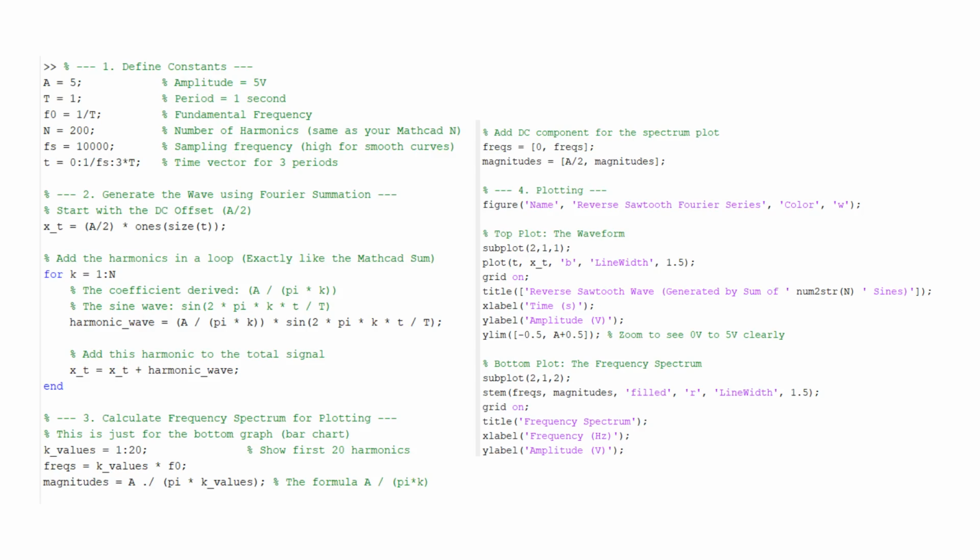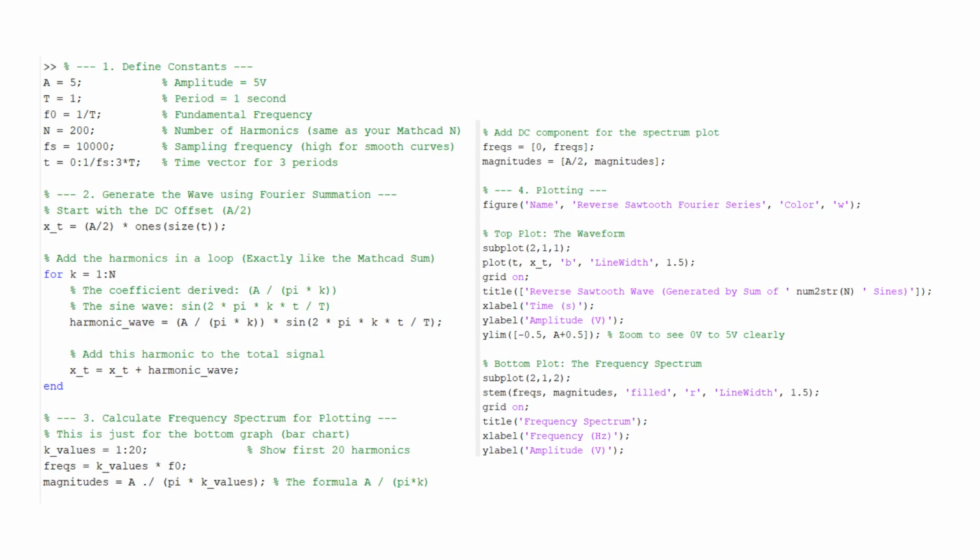The top plot shows the reconstructed waveform in the time domain. As expected, it closely matches the original unipolar reverse sawtooth, with small ripples near the discontinuities due to the finite number of harmonics. The bottom plot shows the frequency spectrum. The decreasing amplitude of the higher harmonics follows the 1 over k relationship, which is characteristic of ramp waveforms. Together, these plots confirm both the mathematical derivation and the numerical implementation of the Fourier series.